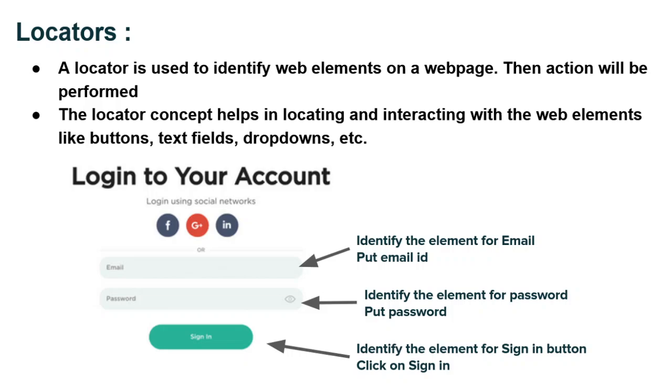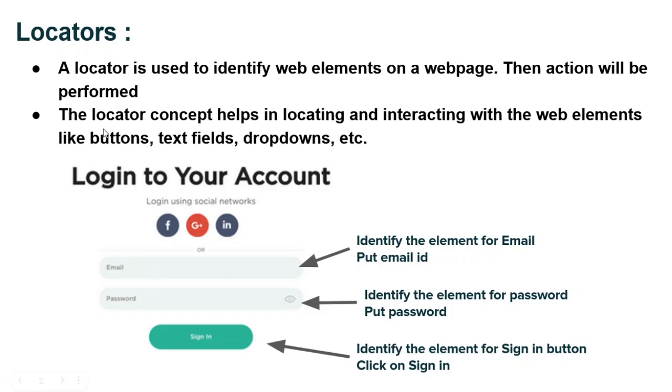So whenever we write an automation script, we have to always identify the element first and then we can perform the appropriate action on that element. For example, if you want to enter an email, let's say on your web page there is an email field and a password field. So before entering the email ID, we have to first identify the locator of that email ID input field. Then only we can put the actual value inside that email field.